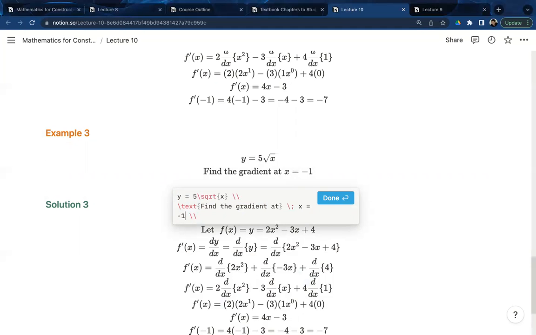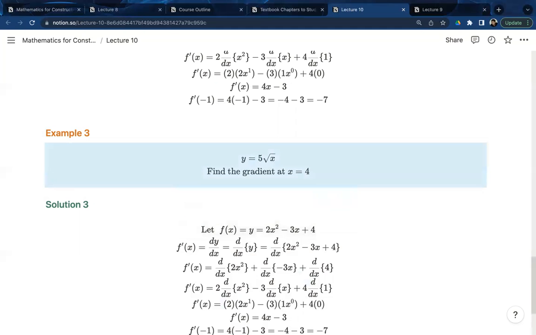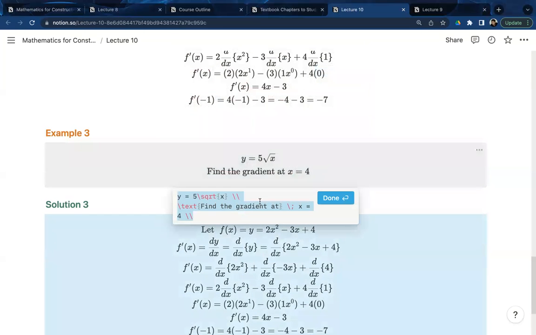Find the gradient when x is 4. That's our example 3: 5 square root of x. So you're given a function y equals 5 times the square root of x. Find the gradient when x is 4. So I find the gradient function. So, usual thing.